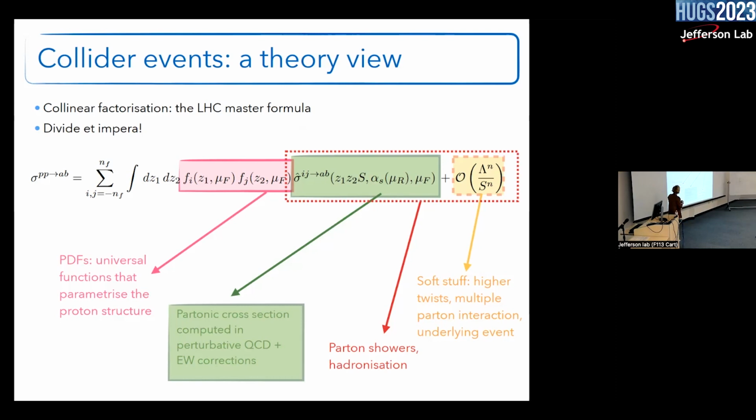So I'm going to talk about these two things in turn. First, let's start with the partonic cross-section, which is what we compute using perturbative QCD and electroweak corrections. And then I will talk about the PDFs. And then we go to the origin of this formula. But let me first tell you how we know these bits now. Okay, very good. So let's look at each bit in turn.